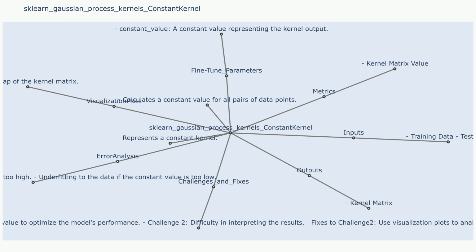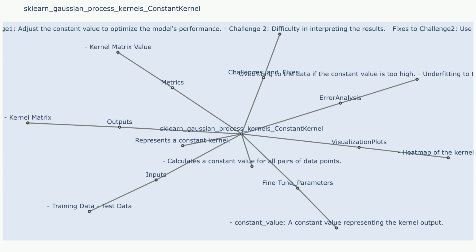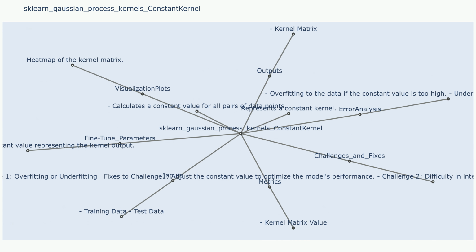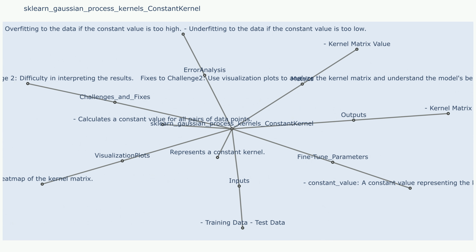If the constant value is too high, the model may overfit the data, leading to poor generalization performance. Sample use case that resulted in challenge 1: using a high constant value for a dataset with a strong underlying trend. Fixes to challenge 1: reduce the constant value or combine the constant kernel with other kernels to model the trend.